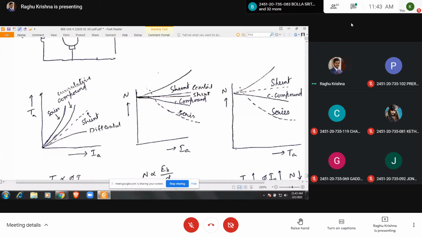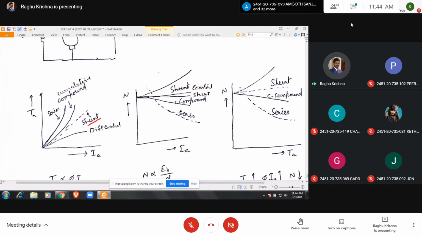Dotted line or dashed line. So you can see here the shunt motor. Shunt motor will be having torque and Ia characteristics as a straight line. There is a linear relationship between the armature torque and armature current. You are going to get a straight line. So the graph between Ta and Ia is a straight line. That is for shunt motor.